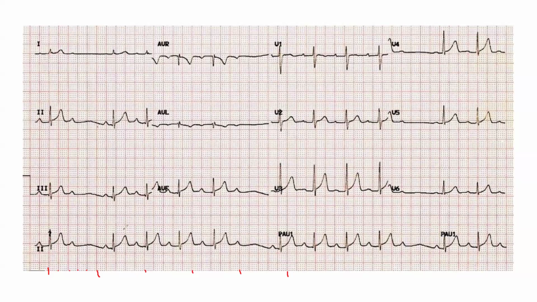Next one. Do we have P waves? The P wave is not very small. That's normal. How big should the P wave be? The P wave should fit in a 1/4 of the square. That means less than 0.1, and the amplitude is less than 2.5 millimeters. That's completely normal. And it's positive in lead number 2 and negative in AVR. So that's a sinus P wave.